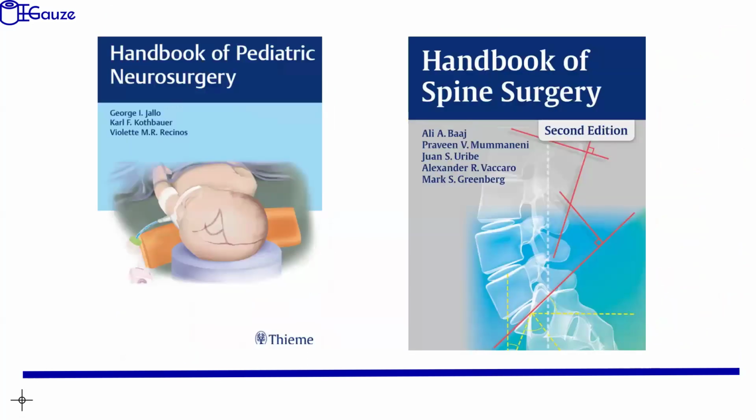For pediatric neurosurgery rotation, you can still use Greenberg, but if you want to be more impressive, read from Handbook of Pediatric Neurosurgery by Jallo. For neurospine rotation, I would really recommend Handbook of Spine Surgery by Professor Ali Al-Bahaj. It's very informative and easy to read.